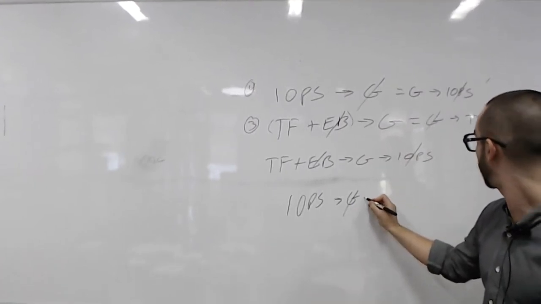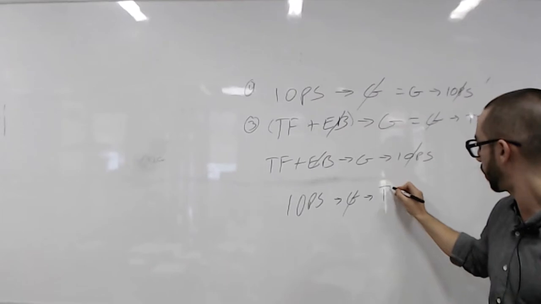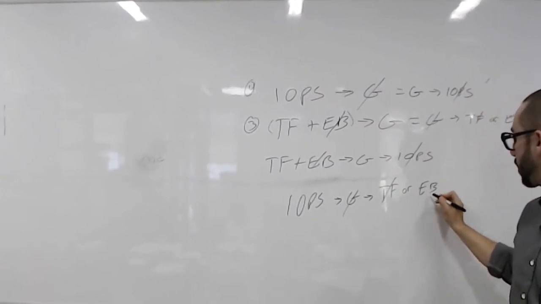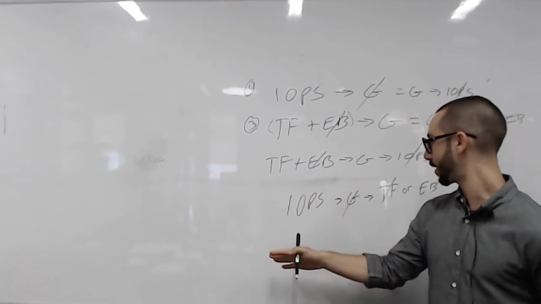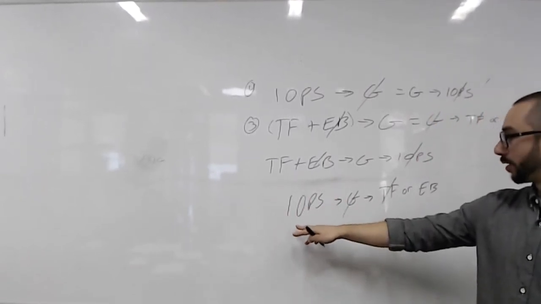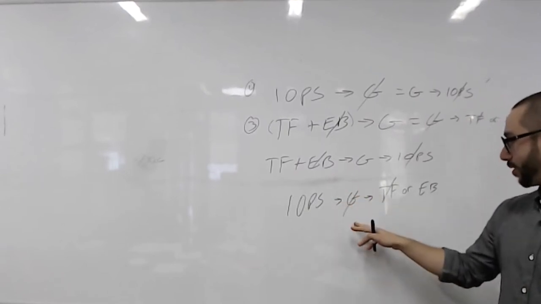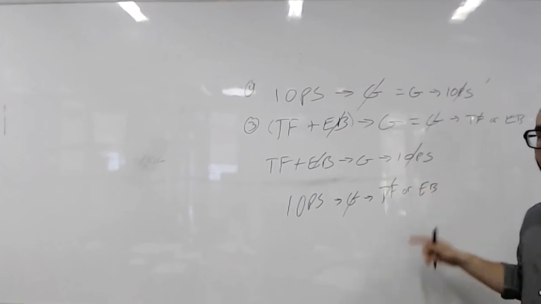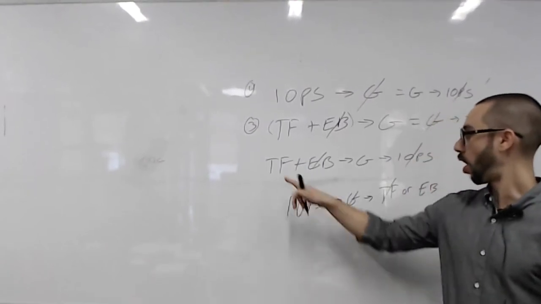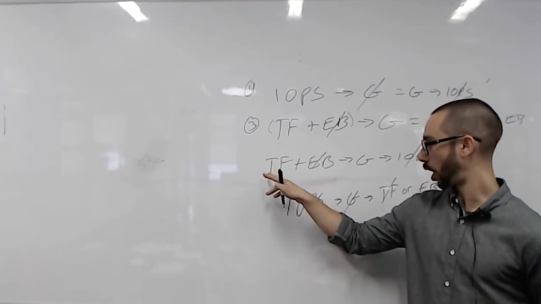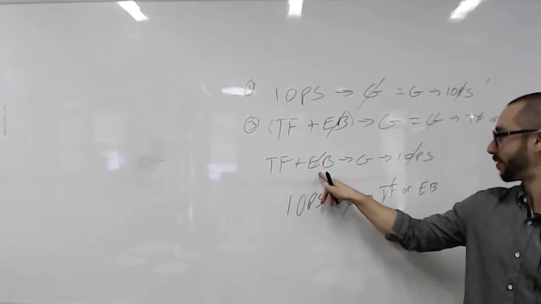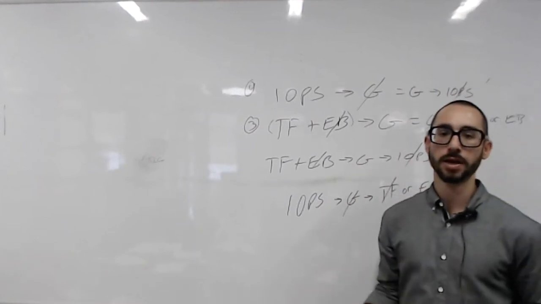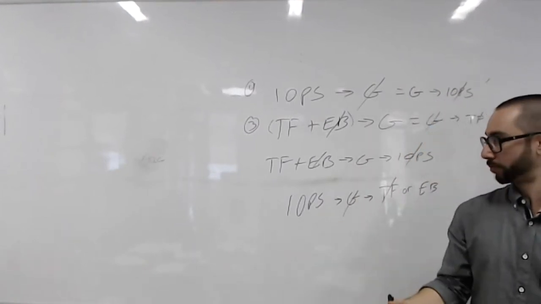So not G becomes arrow, not TF, or positive EB. Basically what this is saying is that if it's an independently owned pet store, then it does not sell gerbils, then it either lacks tropical fish or it has exotic birds. On this one, if something has tropical fish and does not have exotic birds, then it must sell gerbils, then it must not be an independently owned pet store.